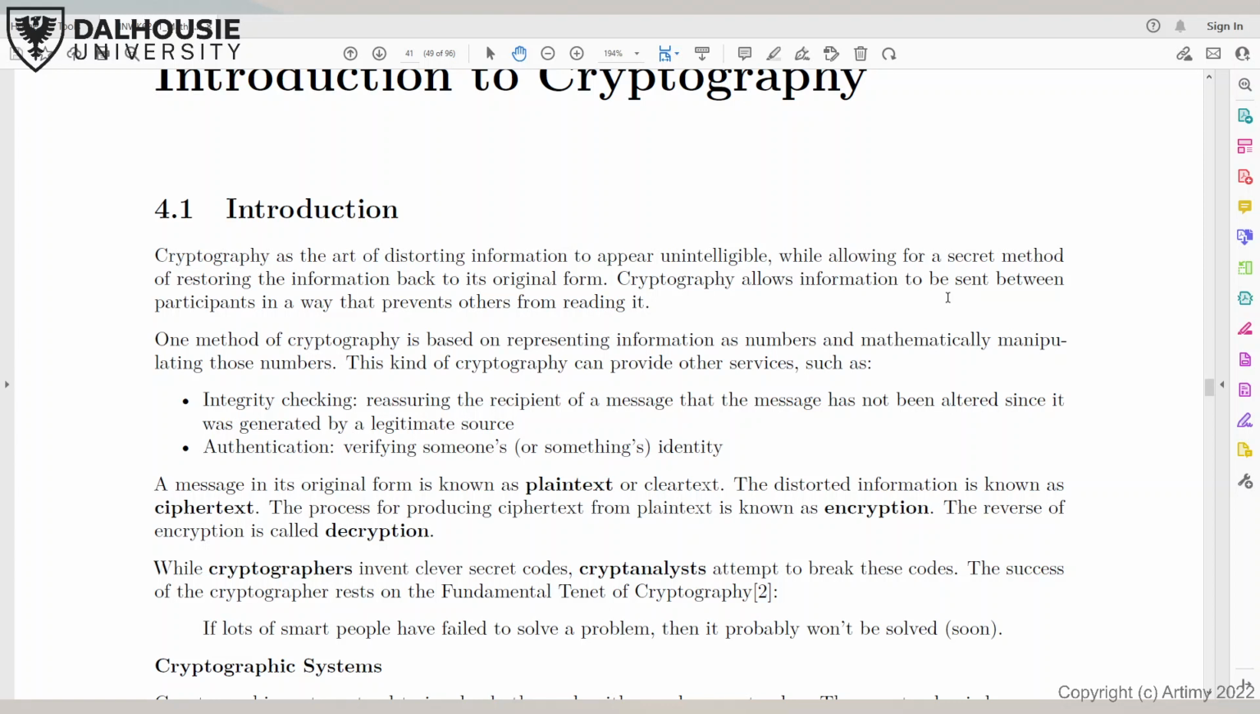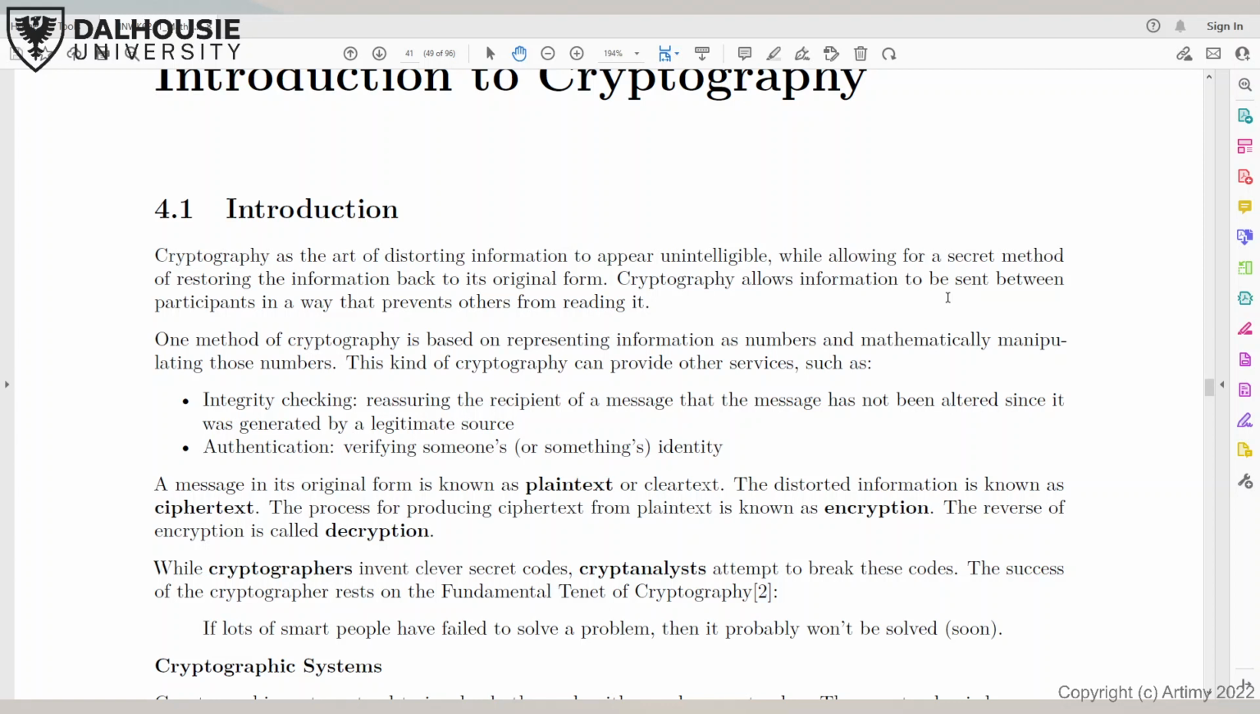Some common terminologies that we'll use in this course: plain text. We refer to plain text or clear text. That term refers to the original text before it's encrypted, right? Ciphertext is the distorted form of the text after we encrypt it. The process by which we take a plain text and convert it to ciphertext, we call encryption, and the reverse is decryption. So decryption takes a ciphertext and returns it to plain text.